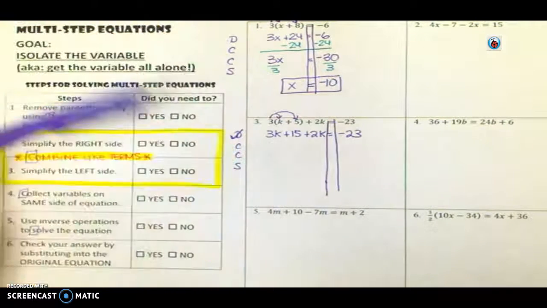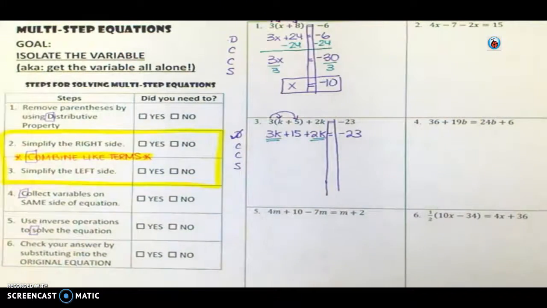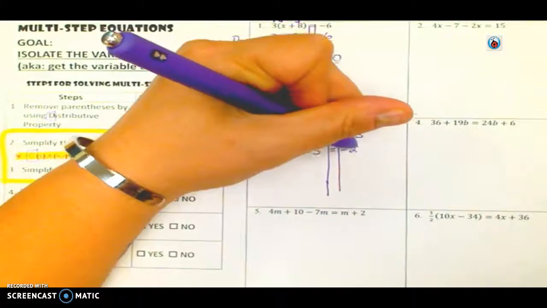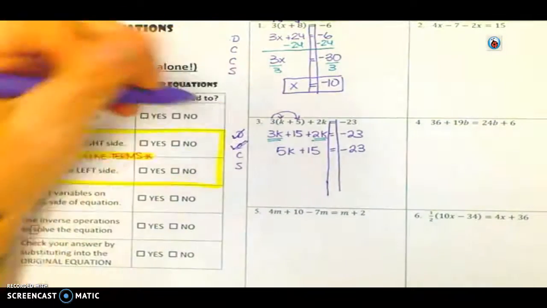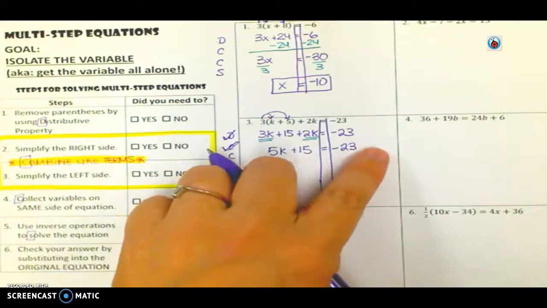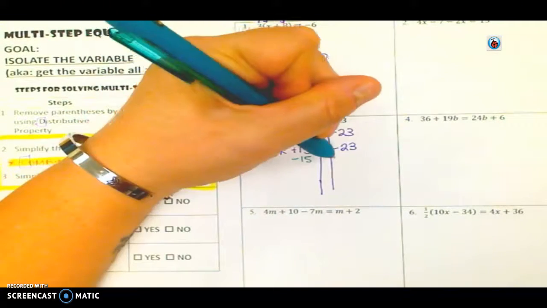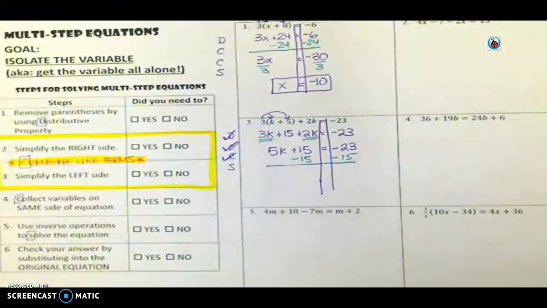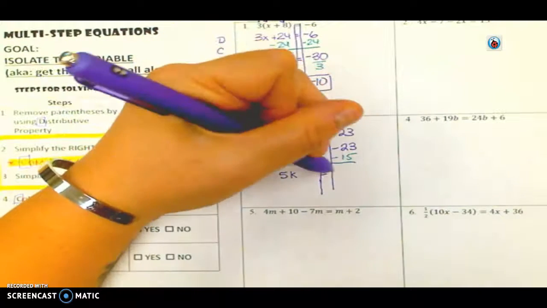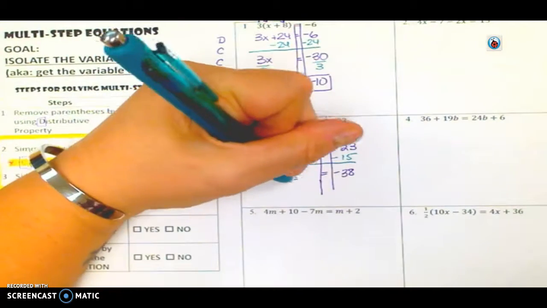Now, combine like terms. If I'm looking at my like terms, I have 3k and 2k that I can combine there. So I'm going to get 5k plus 15 equals negative 23. So I combined my like terms. I don't have to collect any variables because the variable's already on one side. There's nothing over here to bring over. So we're good with that. I can go ahead and start solving. Subtract 15 from both sides. Cancels out because it's a zero pair. 5k equals negative 38. Then I'm going to go ahead and divide by 5.